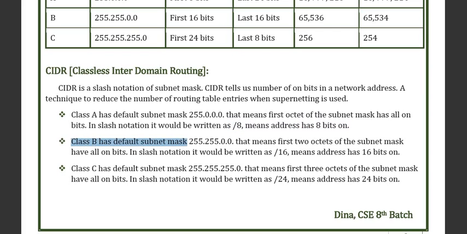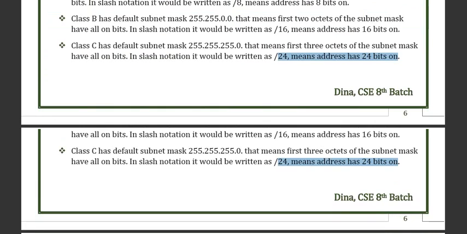In class B, if we write the CIDR notation, we can write /16, and this denotes that the address has 16 bits on. In class C, we have /24, which means 24 bits are on in classless inter-domain routing.